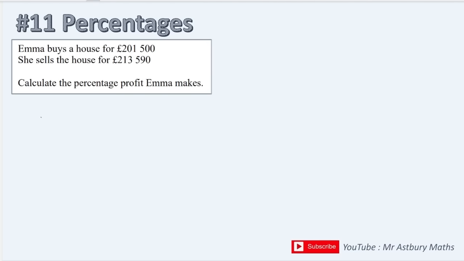Now I might be asked to work out the percentage profit. Percentage profit is the change divided by the original multiplied by 100. So in this case, how much has changed? Well, I could take the new price and subtract the old price.